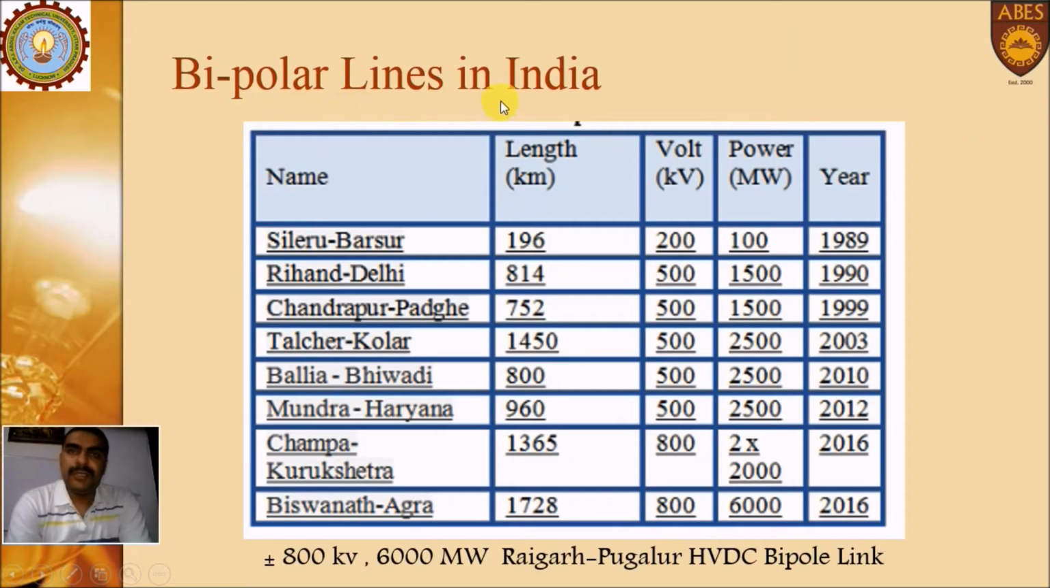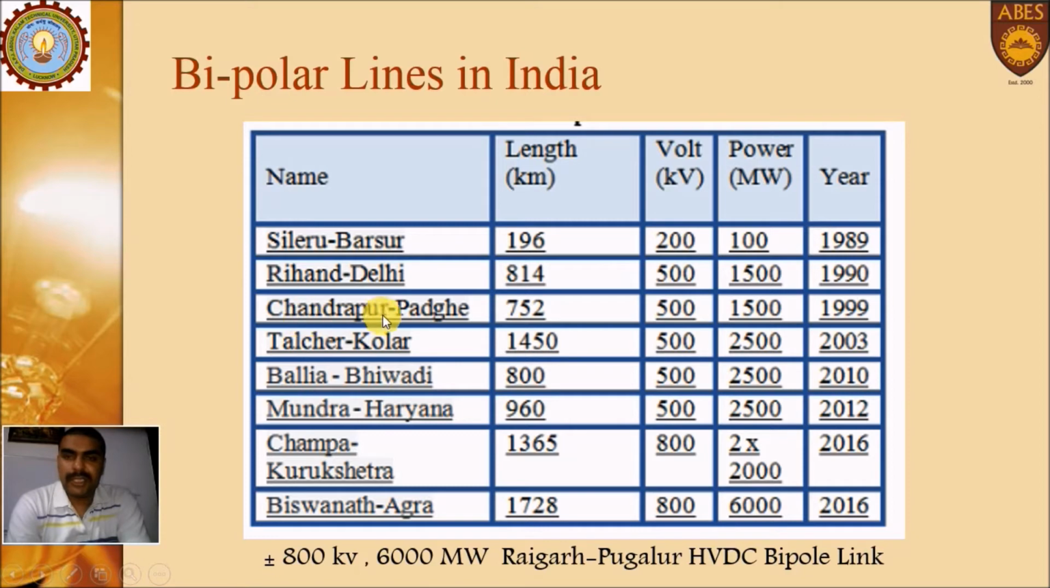Now, some HVDC projects in India, some bipolar projects in India. One is the Chandrapur-Ramagundam... the Celeru Barsurur project. Its length is 196 kilometers. Its voltage is 200 kilovolt and its power carrying capacity is 100 megawatt, and it was established in 1989. Then in 1990 the Rihand Delhi project was established. Its length is 814 kilometers and it is operating at 500 kilovolt. Its power carrying capacity is 1500 megawatt.